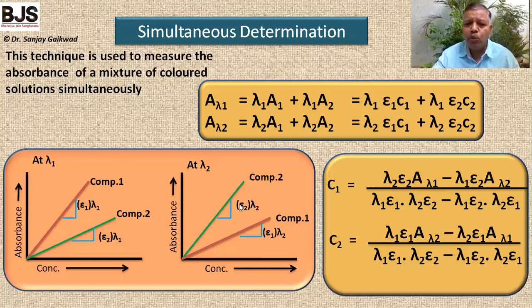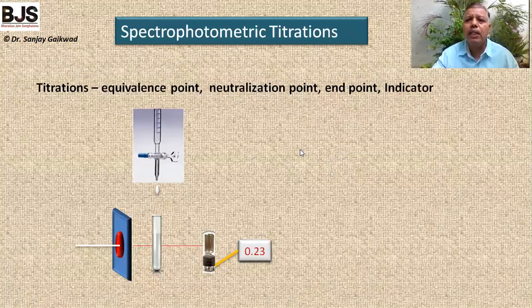Now by substituting these values in the equation, one can calculate the concentration of the first component and of the second component. With this equation we can find out the unknown concentration. This is the most important application of simultaneous determination by using the spectrophotometer. Now the third application is related to spectrophotometric titrations.